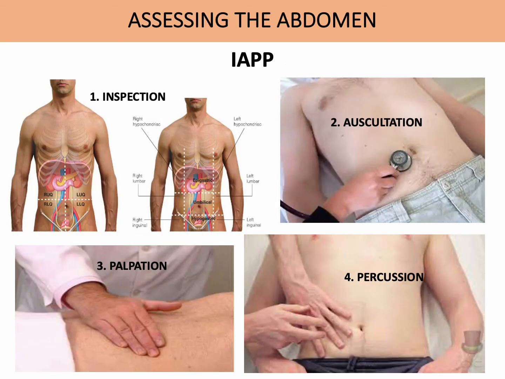Now, how do we assess the abdomen? Remember that I have mentioned previously that the technique in assessing is IPPA: inspect, palpate, percuss, auscultate. But exception is the abdomen. When we are talking about the abdomen, the correct sequence is IAPP. We inspect first, we auscultate next, palpate, then percuss.